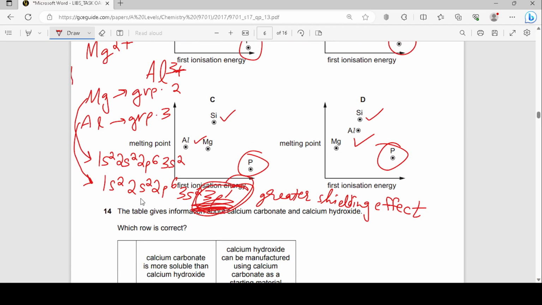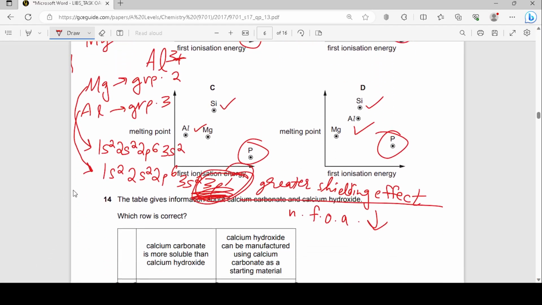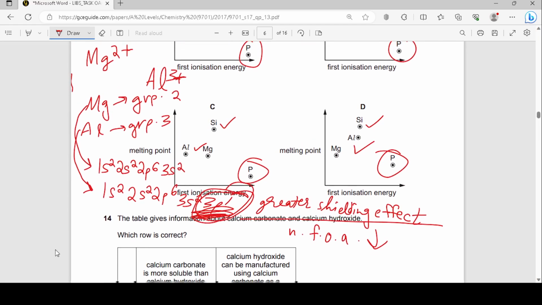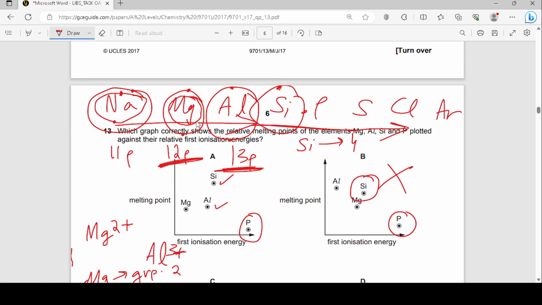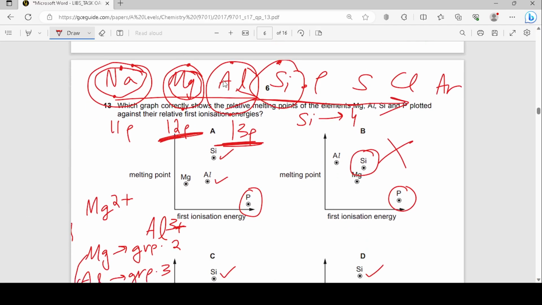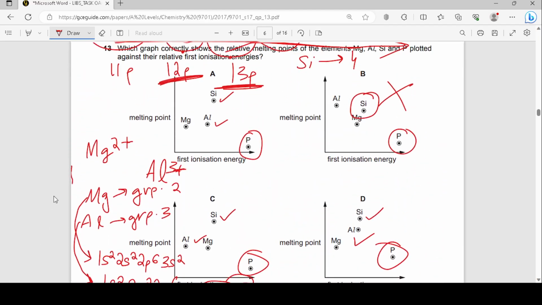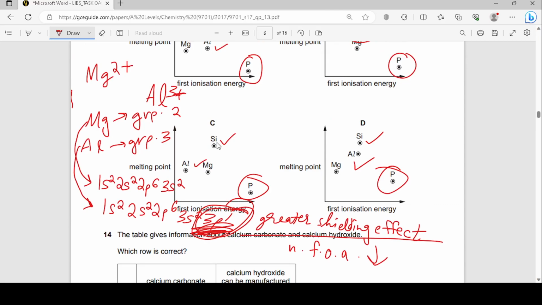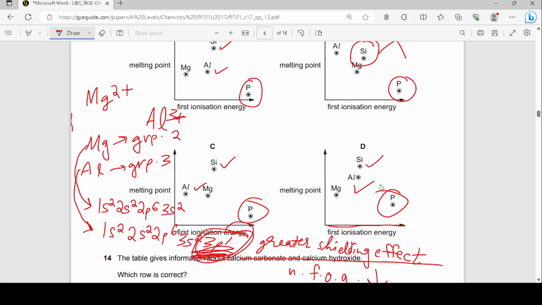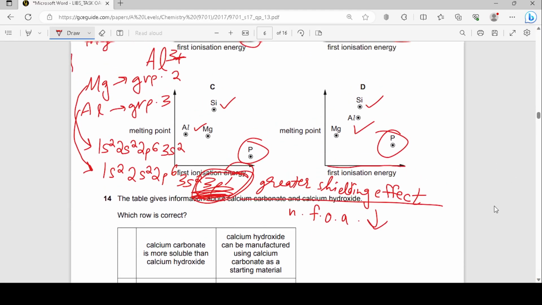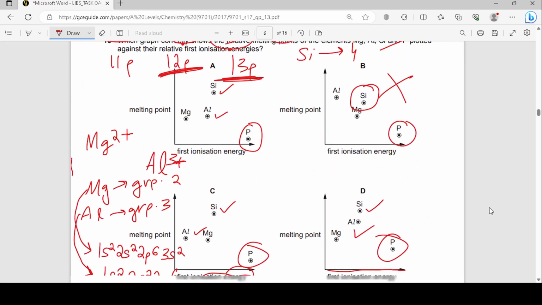But anyway, there's a greater shielding effect for aluminium, and because of that, the nuclear force of attraction on the outermost valence electron decreases a bit. So it will actually have a lower first ionization energy as compared to magnesium. It will not follow the trend of first ionization energy increasing; from magnesium to aluminium, there's a slight dip in the first ionization energy. So basically, on this axis where first ionization energy is written, aluminium should be before magnesium, because aluminium has a lower first ionization energy as compared to magnesium.